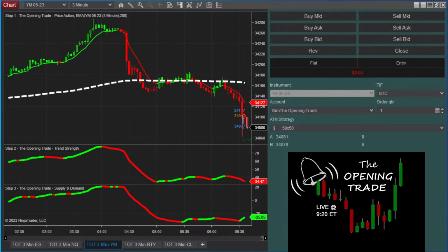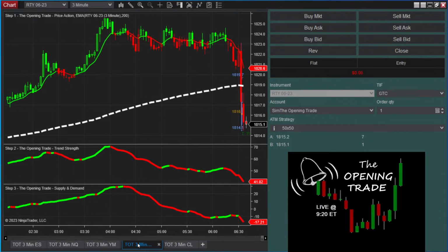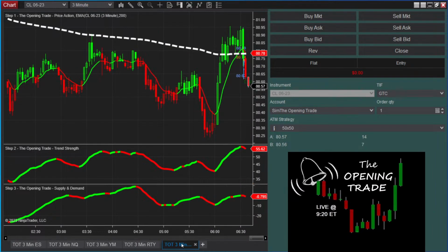So the Dow did not fire off. The automated trade indicator was not met. That's fine. We know that the next one could potentially fire off on the Russell. We'll just see what's going to happen.